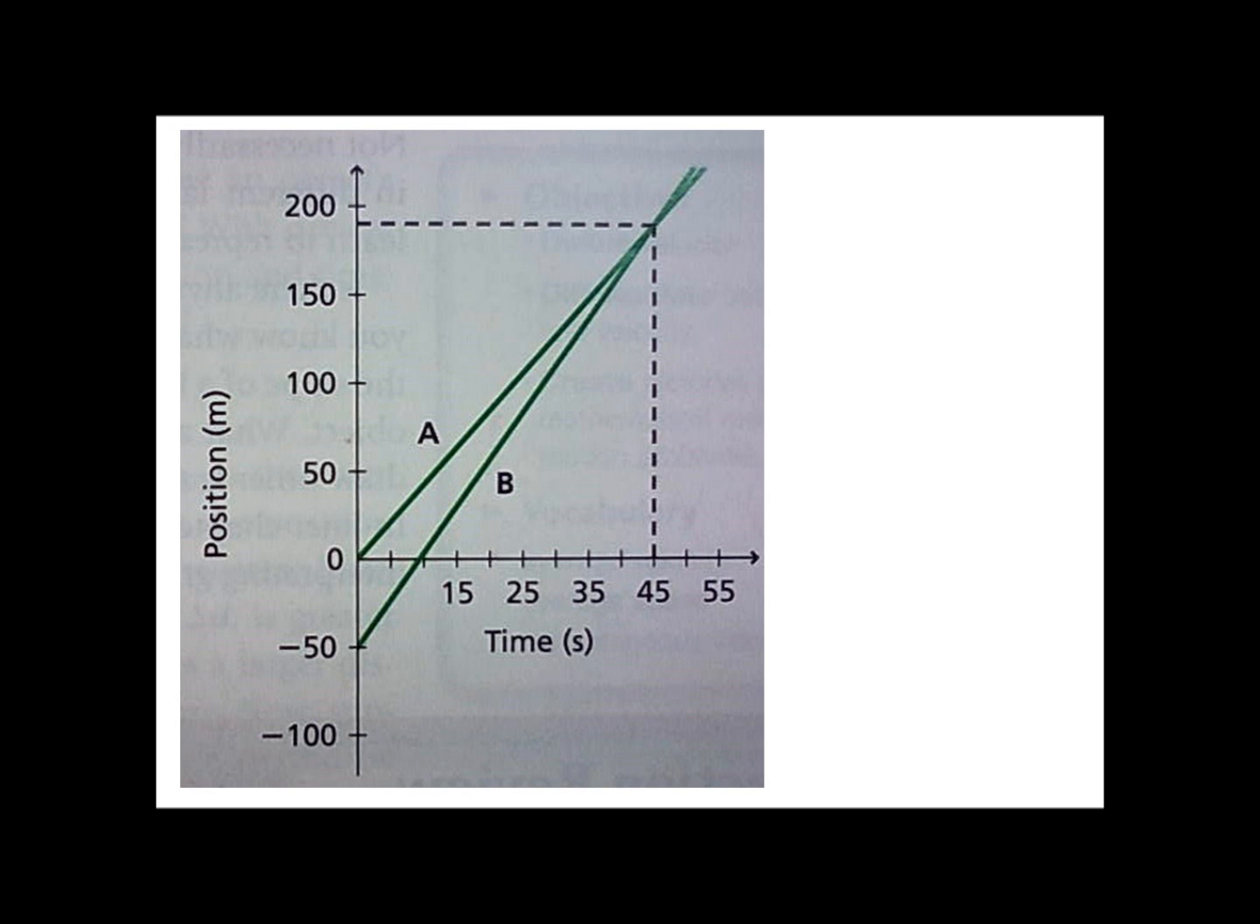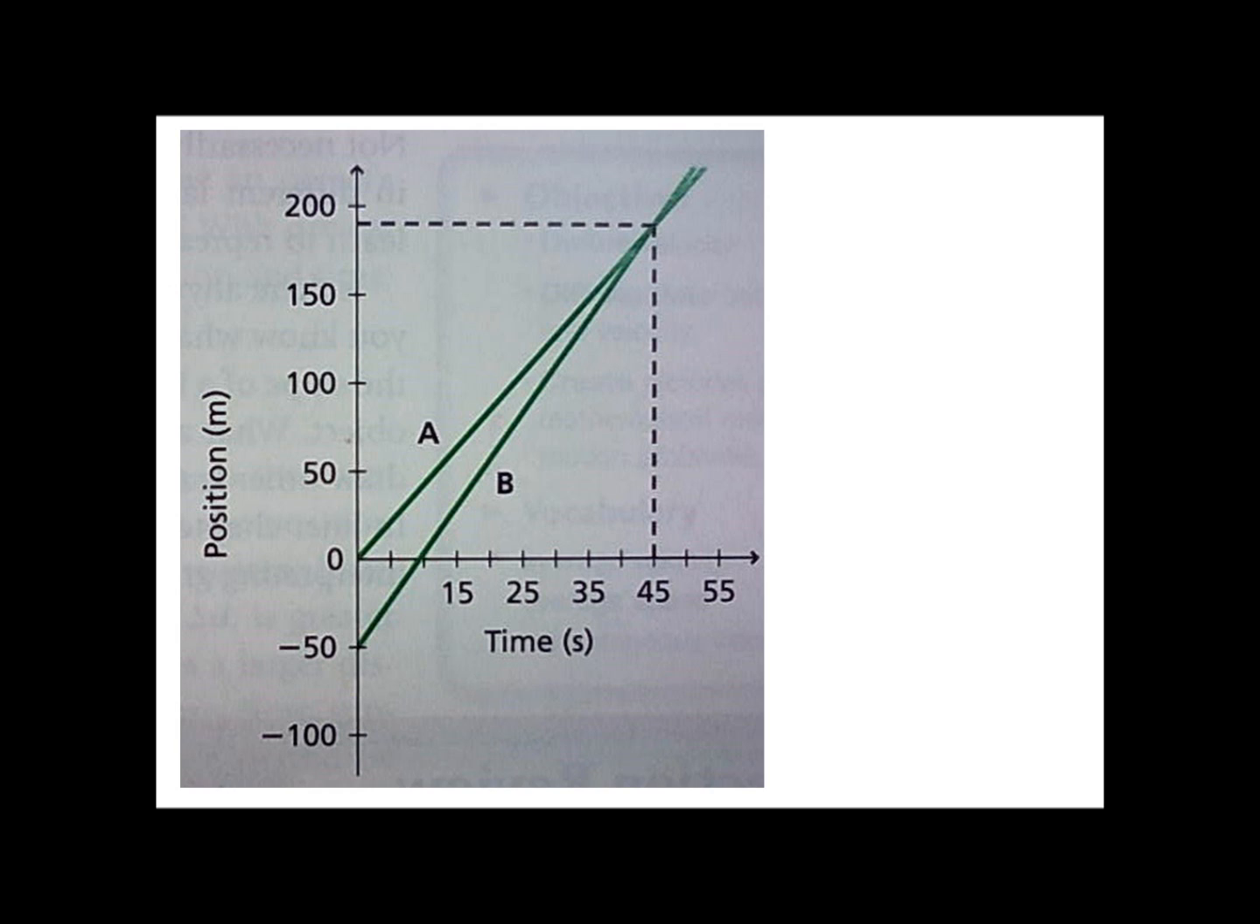Let's take a look at this position time graph from the book. There's actually two objects being represented in this position time graph, and that's very common whenever we want to compare motion of two objects. We graph them together on the same set of axes so that we can see how their motions are similar and how they're different.